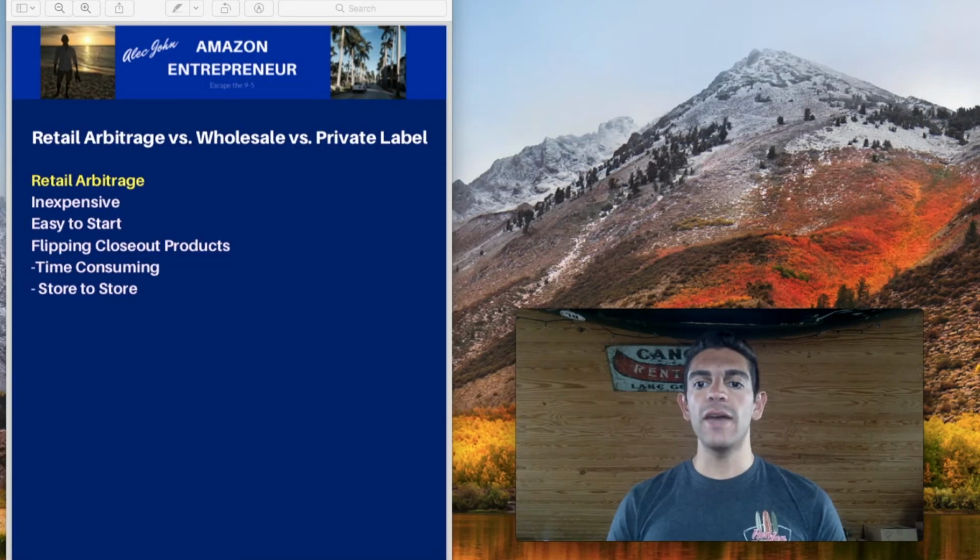So I made a PDF for you guys with all the pros and cons and the main things to know about each Amazon business model. The first one that I'm going to go over is retail arbitrage.